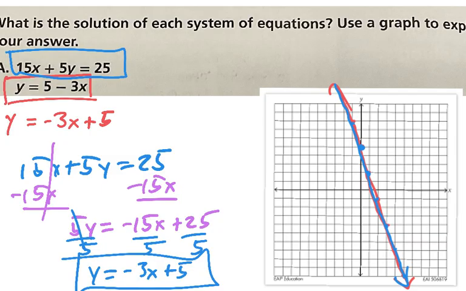So, what am I looking for graphically? I'm looking for the point that makes both equations true at the same time. Can you give me a point that makes both equations true at the same time? Every point on the line. 1, 2 is on both. So this has a solution at 1, 2.